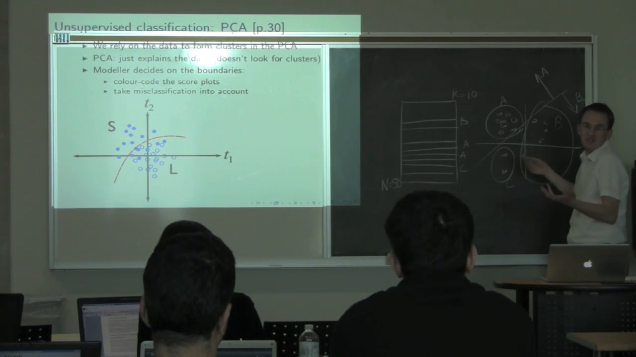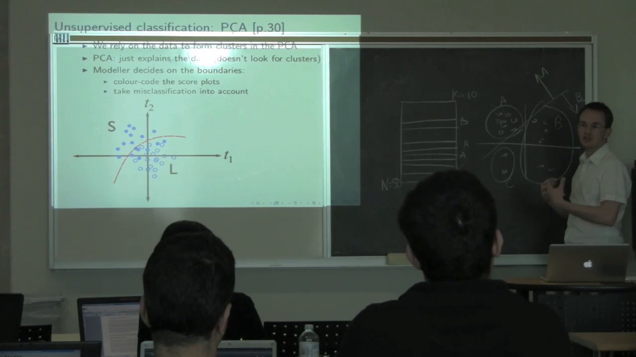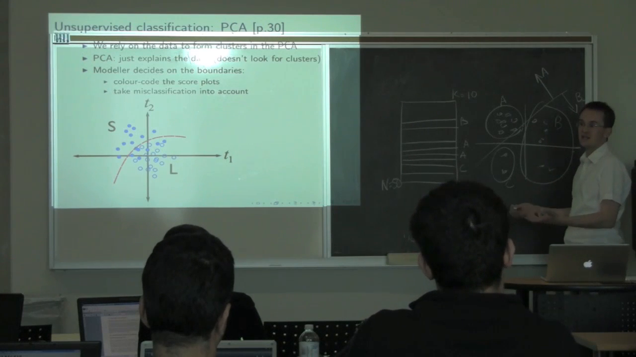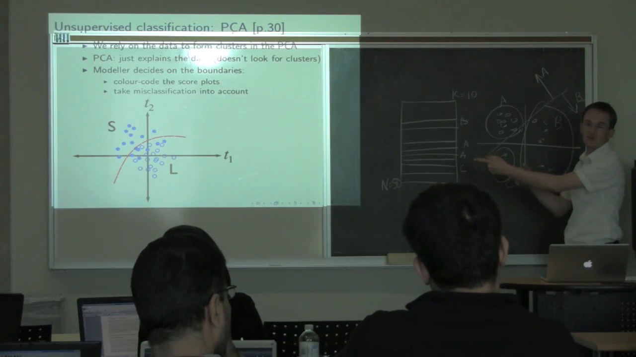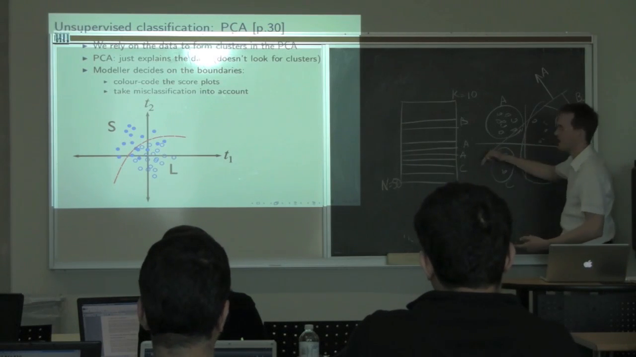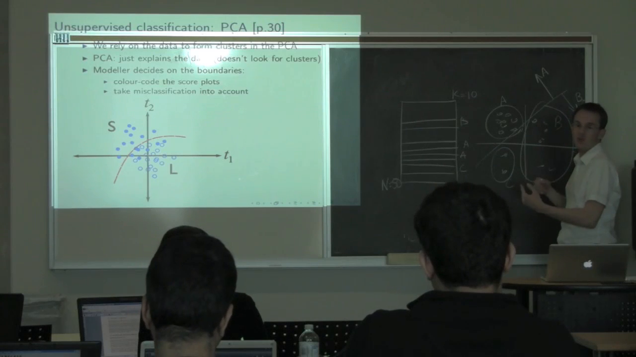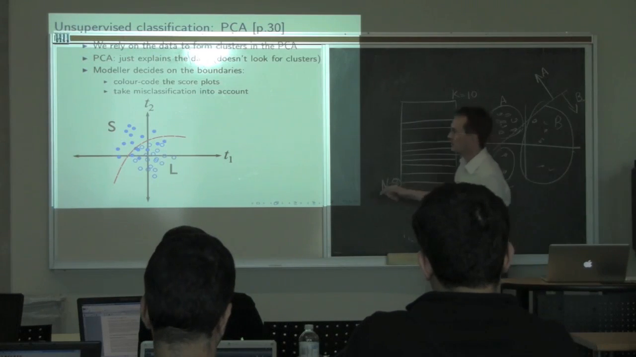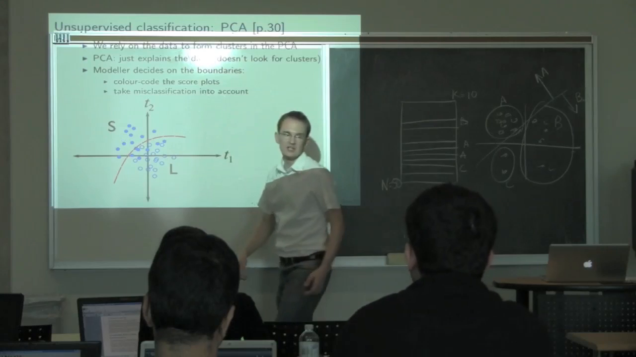Because it's PCA. PCA is just building the model to best explain the data. It doesn't know that you're going to use the scores to try and do this sort of thing afterwards. So there's no reason why this line has to be a straight line. A more appropriate line could be some sort of nonlinear shape like that.